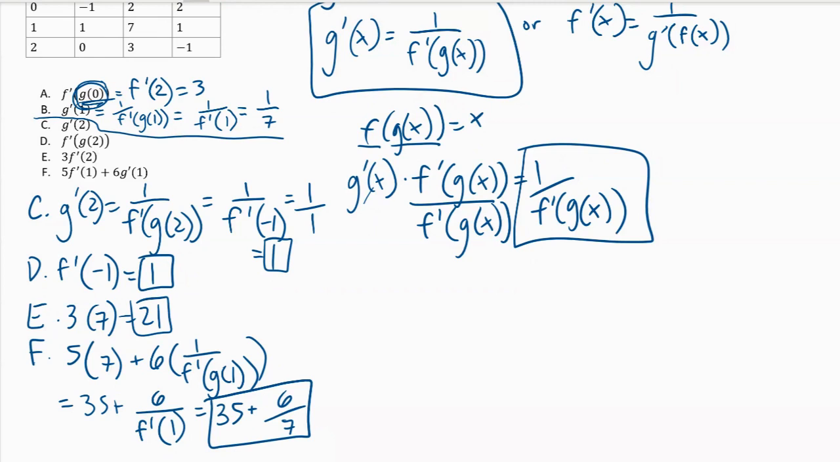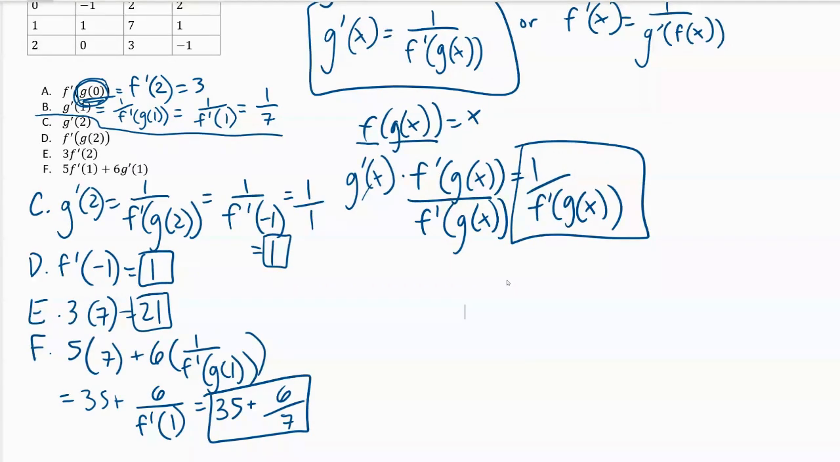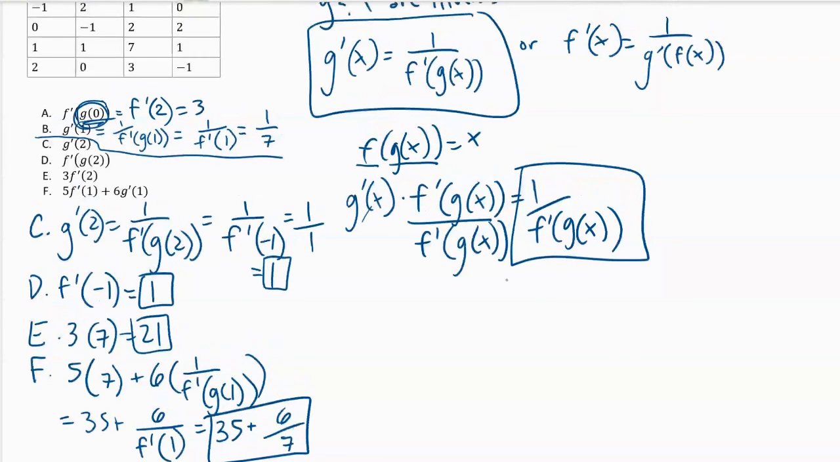So yeah. Okay, and I just realized I made a very small mistake here. E was 3 times f prime of 2. F prime of 2 is not 7. I read the chart wrong. It's 3, which makes it 9, not 21.